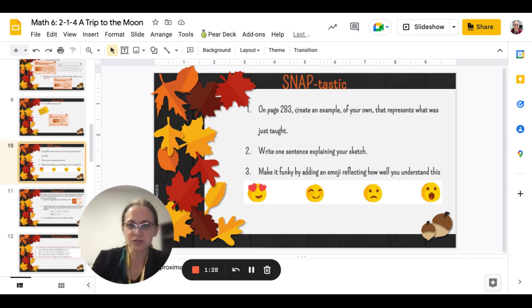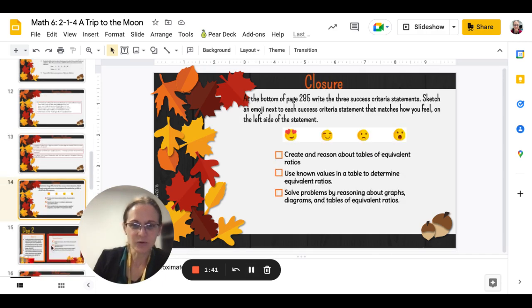What kids will do is create an example on page 283 representing what was just taught. They will write a sentence explaining their sketch, and they're going to make their sketch a little bit funky by adding an emoji. It shows how well they understood it.